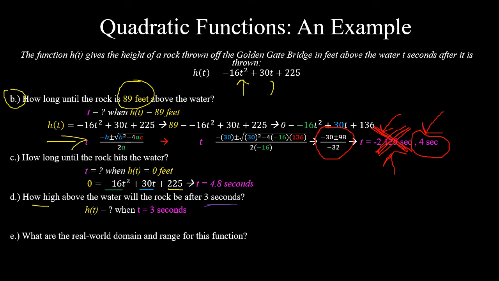In comparison to the last two with the quadratic formula, this one's going to be really nice and easy. So we're just going to plug in 3 for t. So h of 3 equals negative 16 times 3 squared plus 30 times 3 plus 225. And if we do that, we get 171 feet.